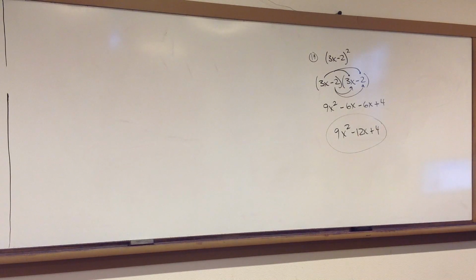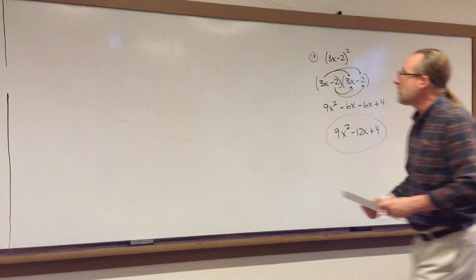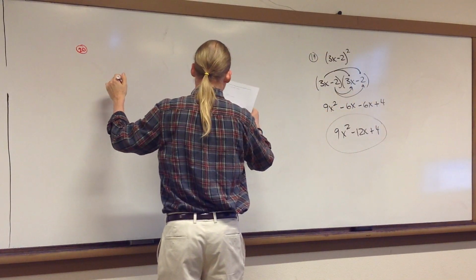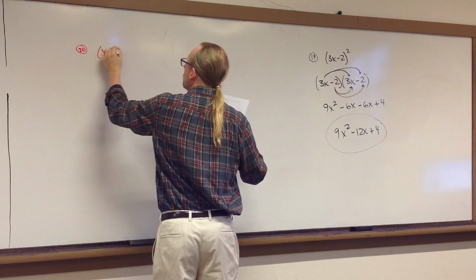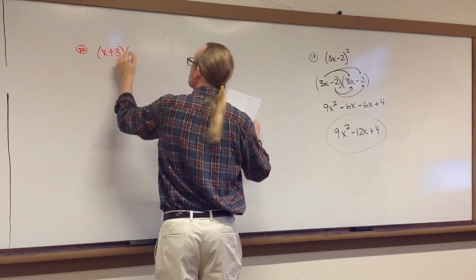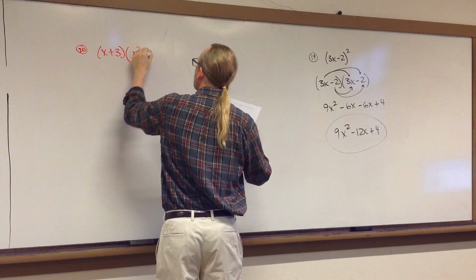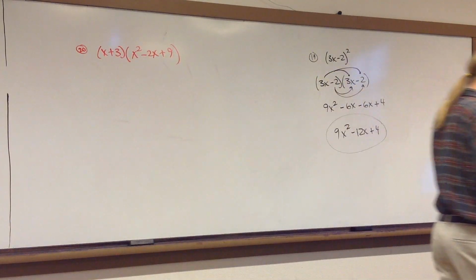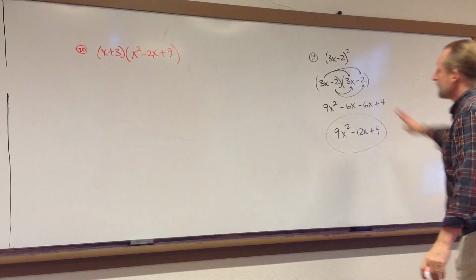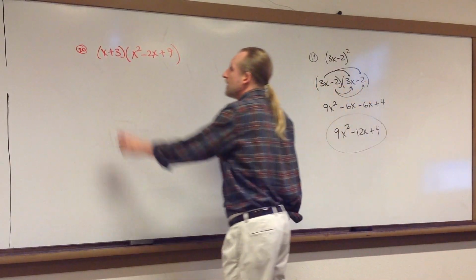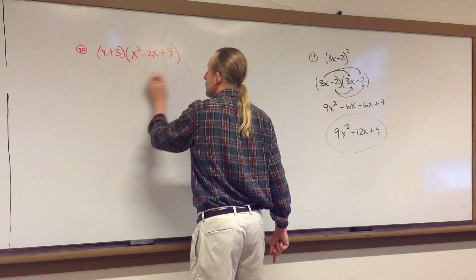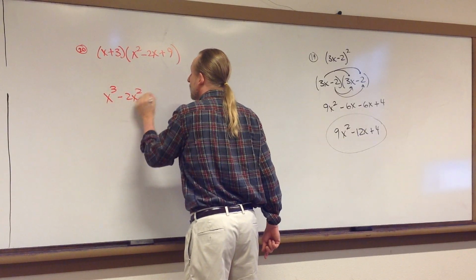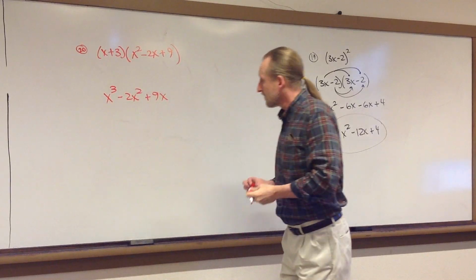All right, problem 20. We've got a little bit more involved multiplication problem here. Let's see here. X plus 3 times x squared minus 2x plus 9. And this is the same process we just did in problem 19. We're first going to distribute the x to each of these terms. And so that'll give us x to the 3rd minus 2x squared plus 9x.